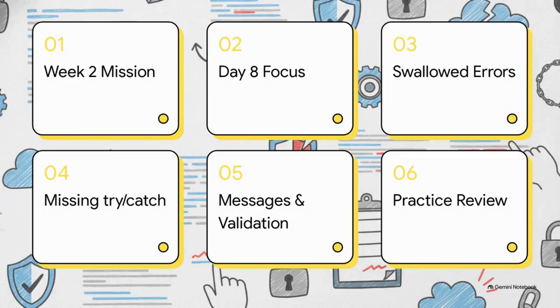Okay, let's take a quick look at our roadmap for today. First, we'll hit Week 2, the core mission. Then, Day 8, error handling focus. After that, we'll dive into the silent threat, swallowed errors, catching the missing try/catch, bad messages, and missing validation. And finally, we'll wrap up with a practice Node.js API review.